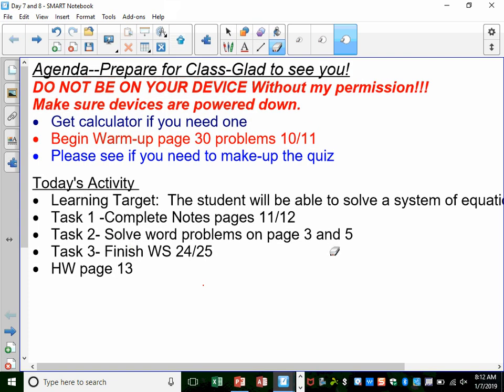So I would probably go ahead, since we just did this, so go ahead and do task 2 now. Go ahead and finish up those word problems on pages 3 and 5, and then you could go back and finish the notes on pages 11 and 12, the ones I did not do. Okay, but go ahead and at this point finish up the word problems. There are only 2 on each page. Okay, so it shouldn't take very long.